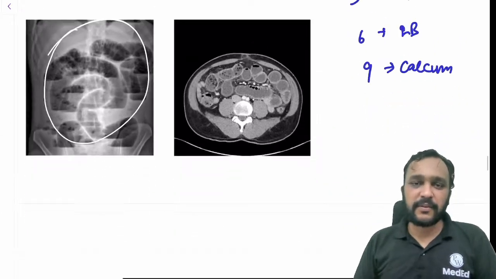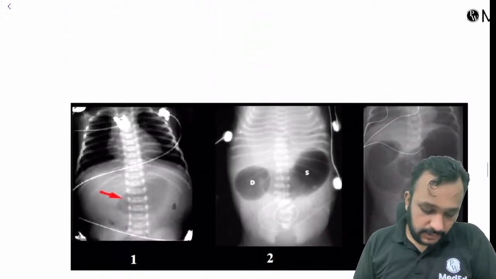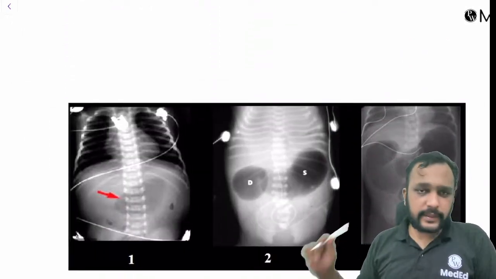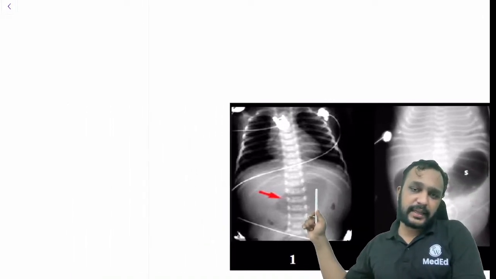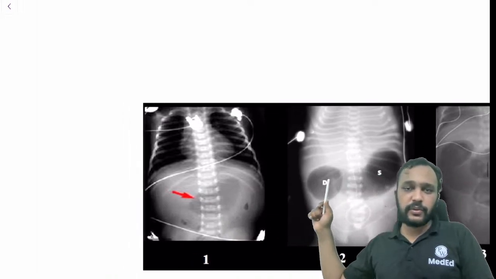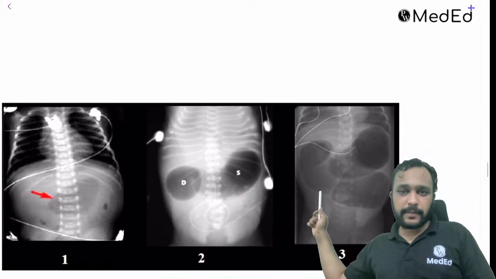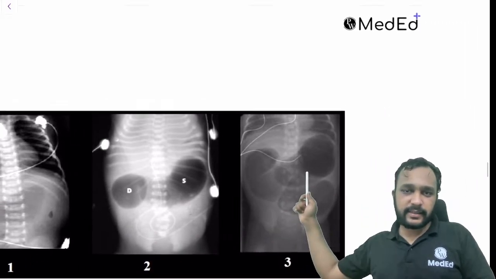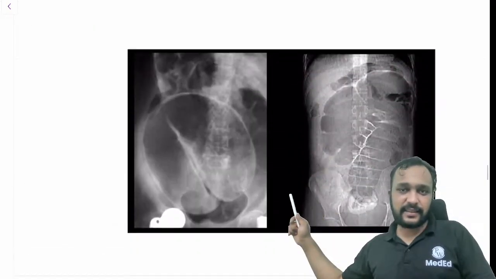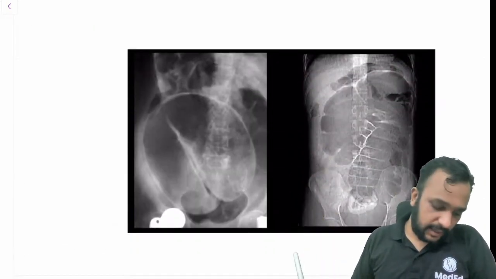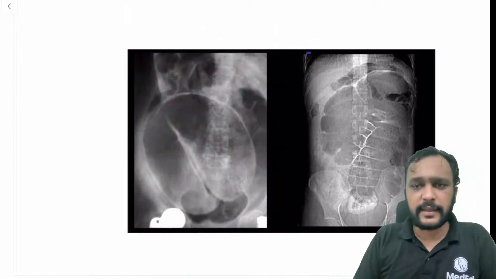Then you are going to call the bowel loops dilated, right? So these are important signs. This is the single bubble sign we have already discussed, seen in congenital hypertrophic pyloric stenosis. You have two bubbles seen in duodenal atresia, and three bubbles seen in jejunal atresia, right?